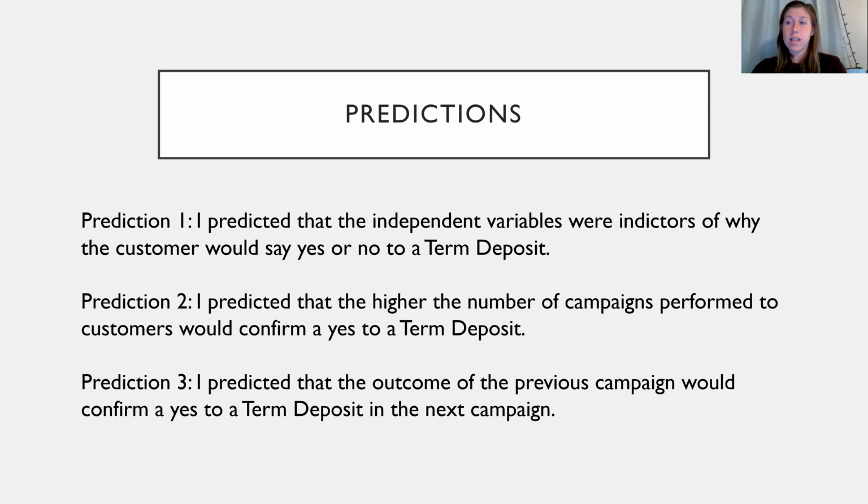I also have speculations that the independent variable, which is my second prediction, campaign, is also a predictor of a customer saying yes to a term deposit. The higher the number of campaigns, the more likely they're going to say yes to a term deposit. I also speculate that there is high correlation between the outcome of the previous campaign and whether customers said yes to the next campaign, which will be the term deposit. I will conduct many formulas and functions on Excel to confirm or study these predictions further.